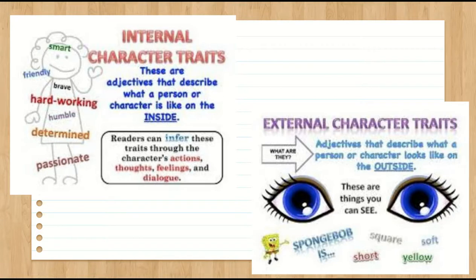Now on the right, external character traits, what are they? They are adjectives that describe what a person or character looks like on the outside. So these are things that you would be able to see. They're visible to you. So on the bottom, they have SpongeBob is square, soft, short, and yellow. Those are all things that we can visually see on that graphic of him right there.